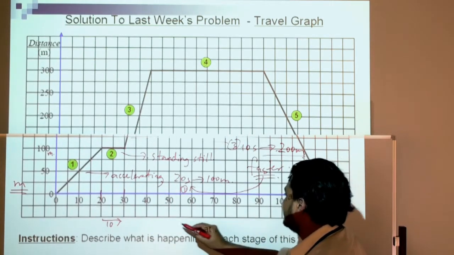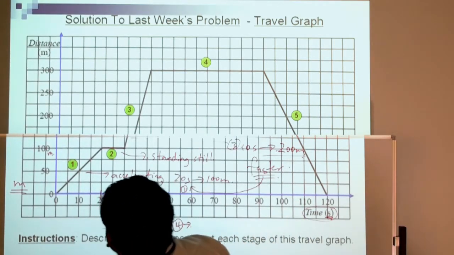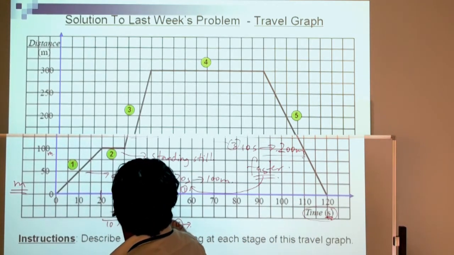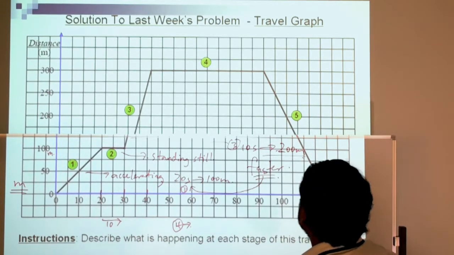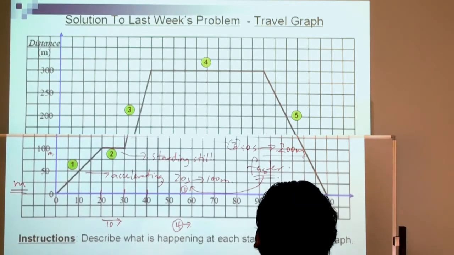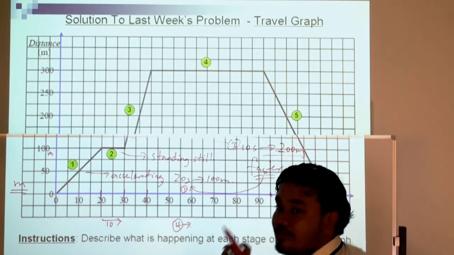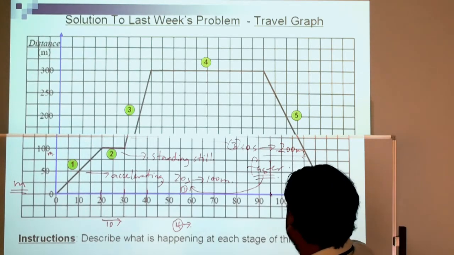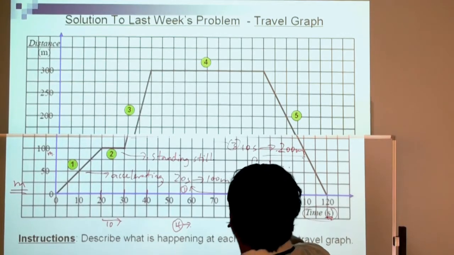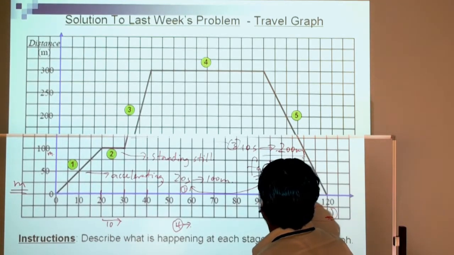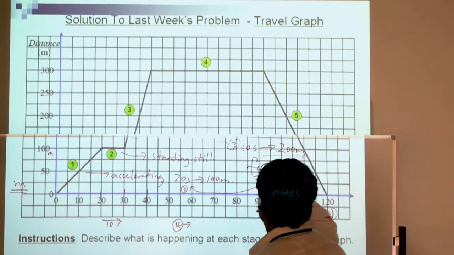Stage 4, what is happening at stage 4? For how many seconds is this? From 40 seconds to, what is this? 90, how many seconds is that? 95 is it, I believe. Am I right, Samina? What do you think? Where does that line up exactly to? 95 seconds, or somewhere around 100 or 95 seconds. Let's just put it at 95.